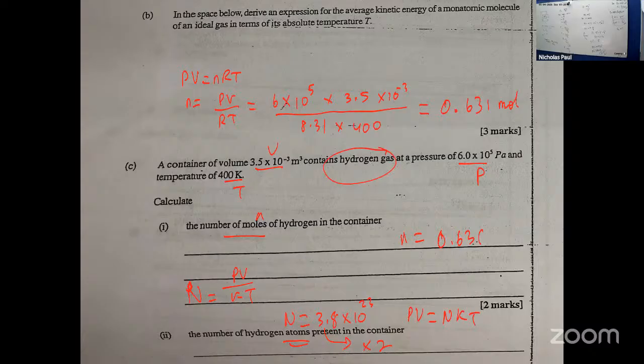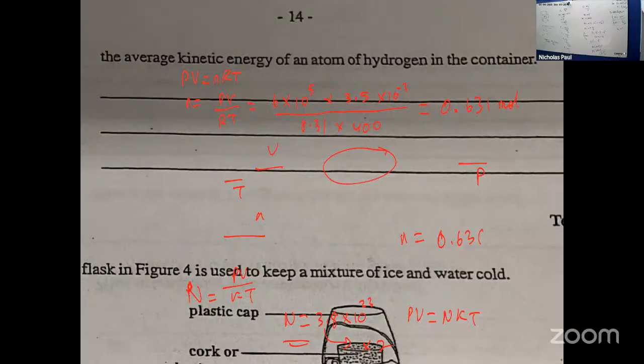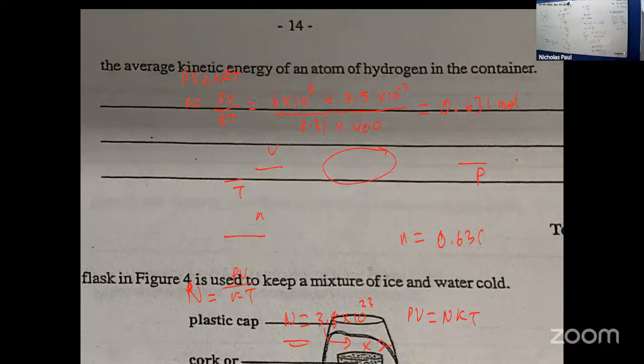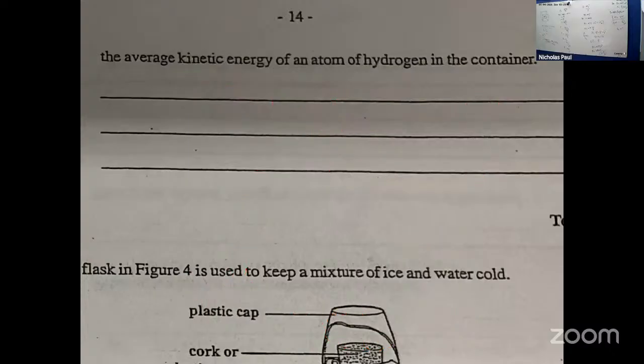And the last part, then I'm done. The last part is find the average kinetic energy. Nathan, do the last part. All right, tell me the formula, Nathan. How do you find average kinetic energy?